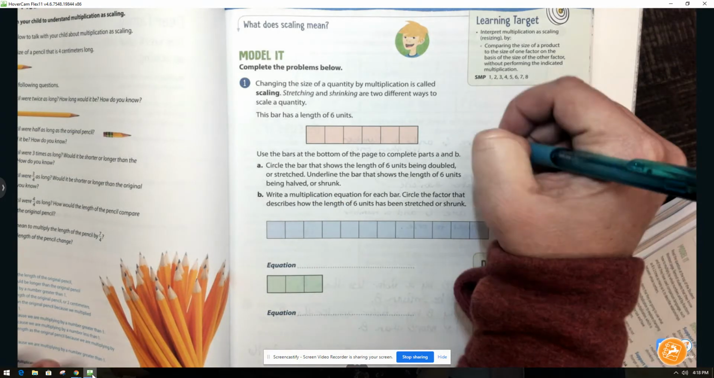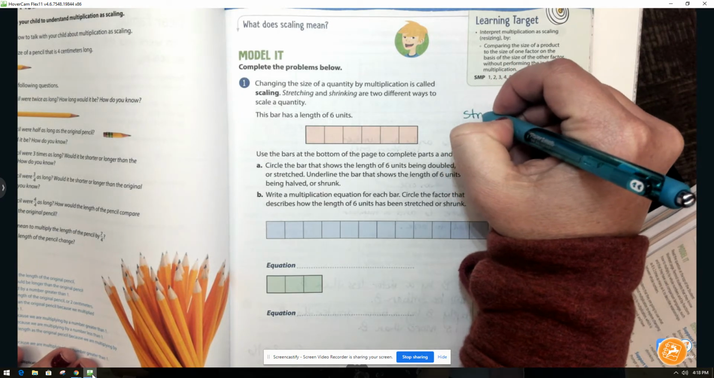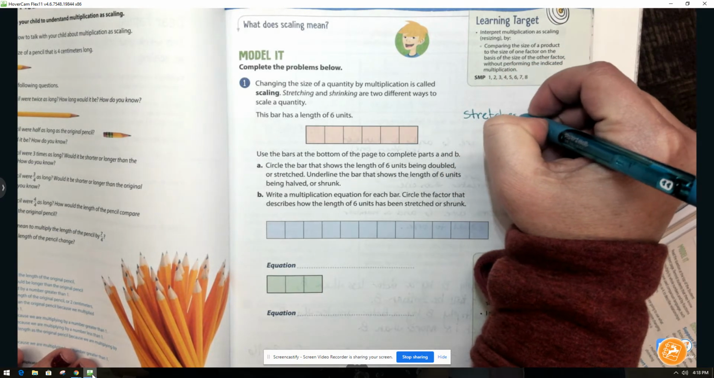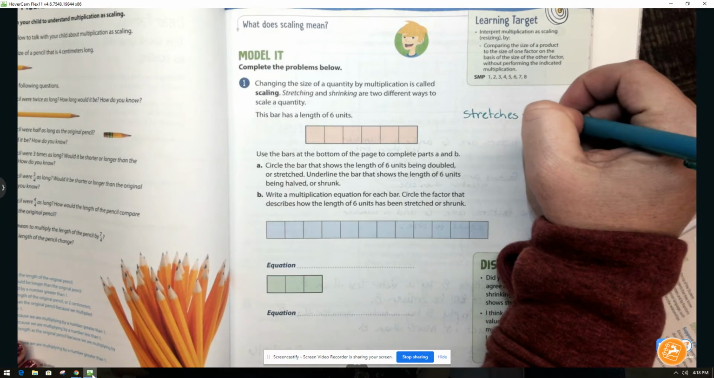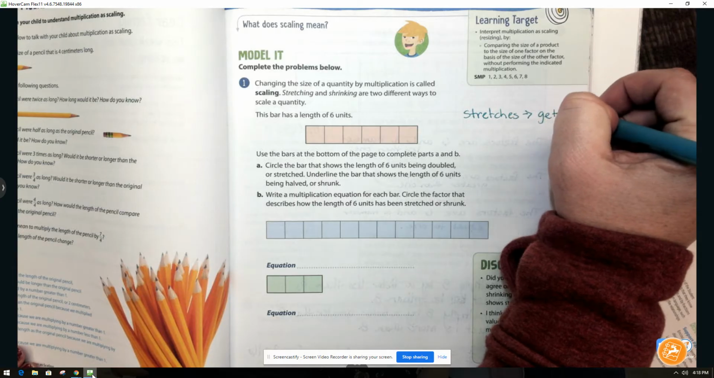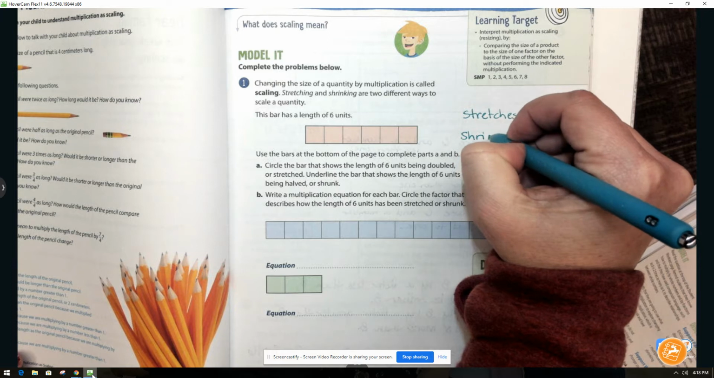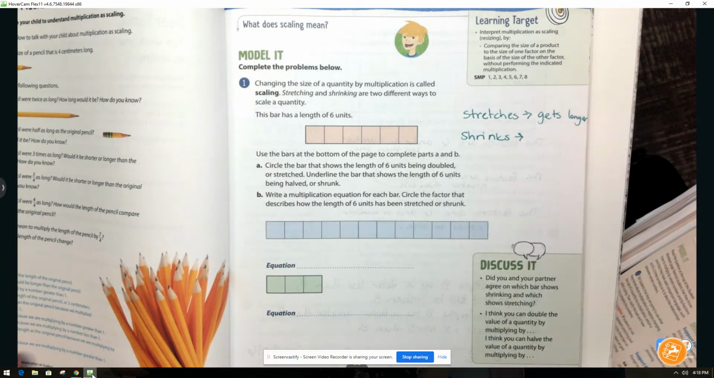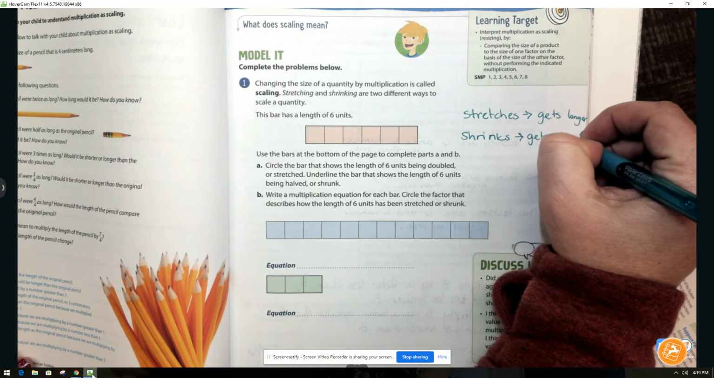So when I think about something that stretches, think about what happens when something stretches out. That's right, it gets longer. Now, when something shrinks, what happens when something shrinks? That's right, it gets shorter or smaller.